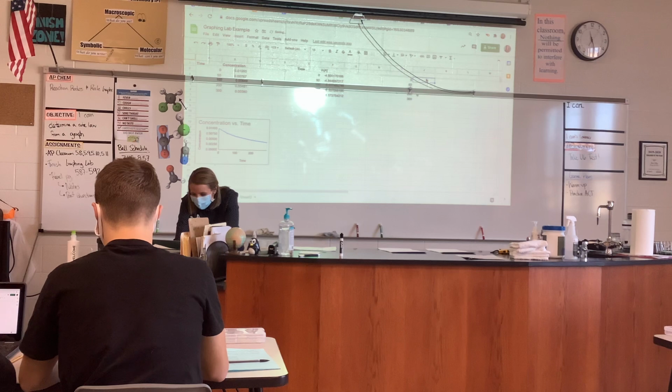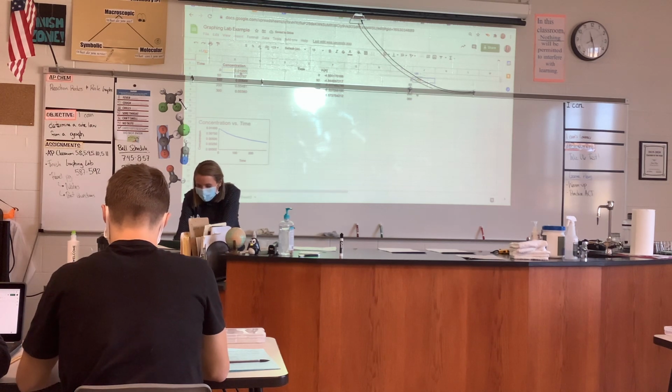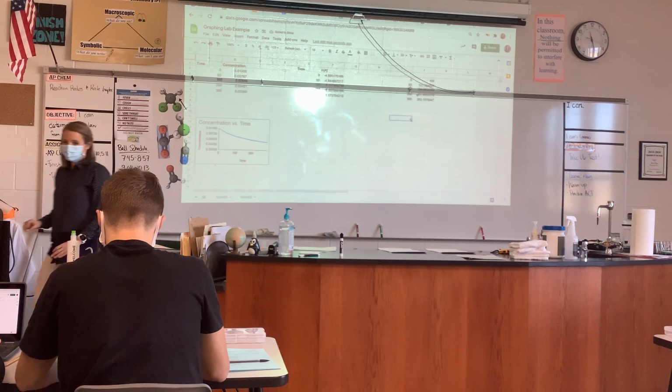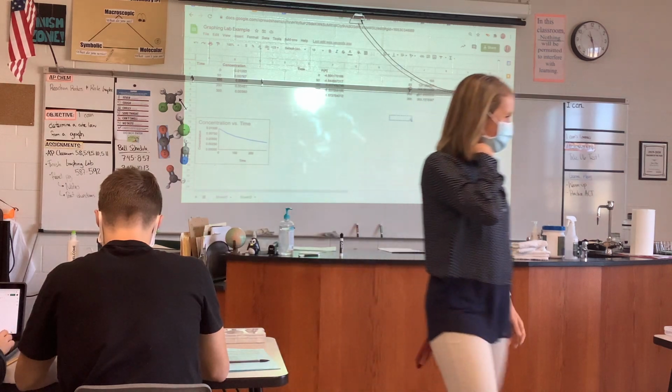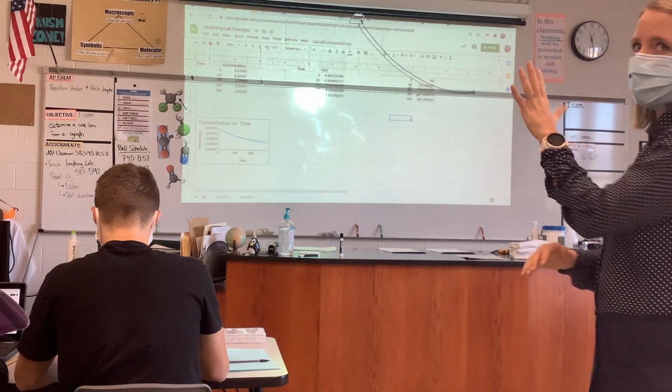Except this one is 1 divided by concentration. You just highlight those 2 and autofill. Equals 1 divided by, and then click on this cell, and then just grab that. So in the end, you should have 3 sets of data and 3 graphs on your paper.